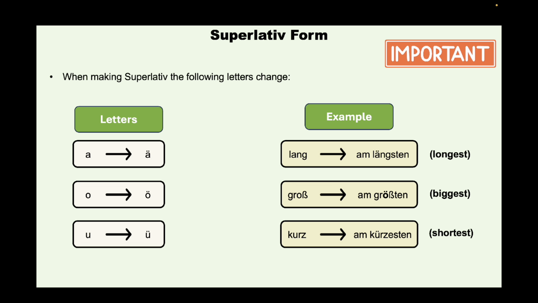So you see over here we have used -esten at the end, because if we did not add the extra e, it would have been very difficult to pronounce this. So that's why we use an extra e in these cases.